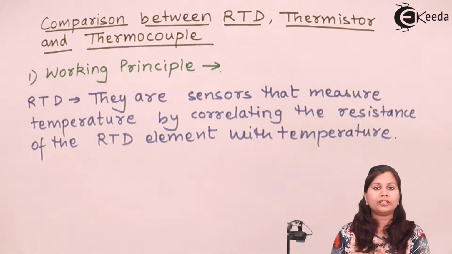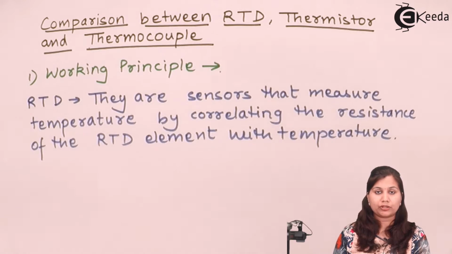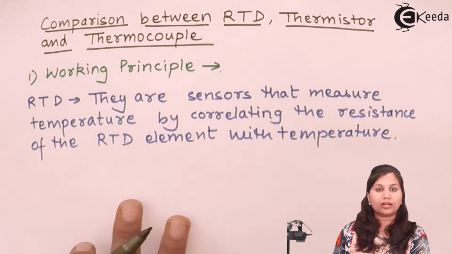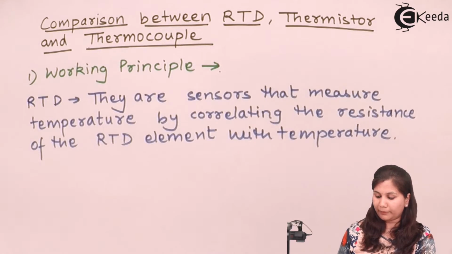Here we use the element which has a positive temperature coefficient, meaning its resistance increases as the temperature is increased. So that is the working principle of RTD. Now comes the working principle of thermistor.